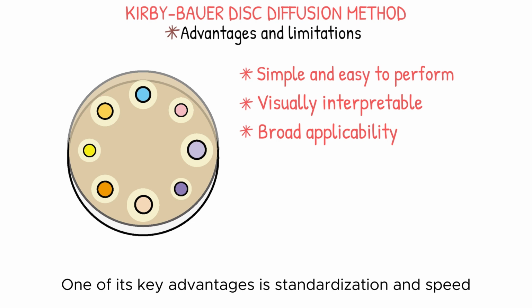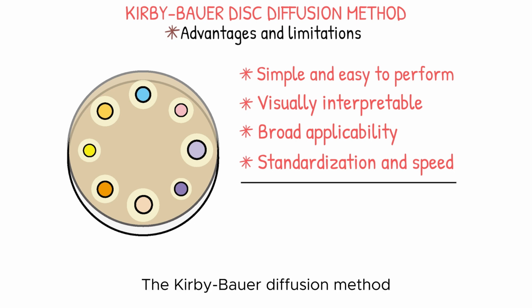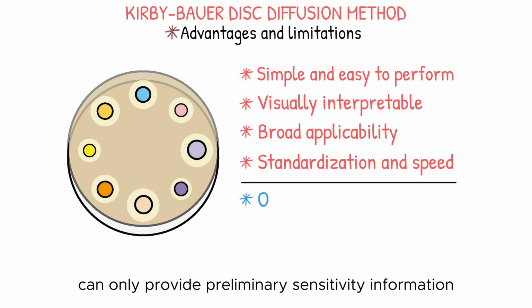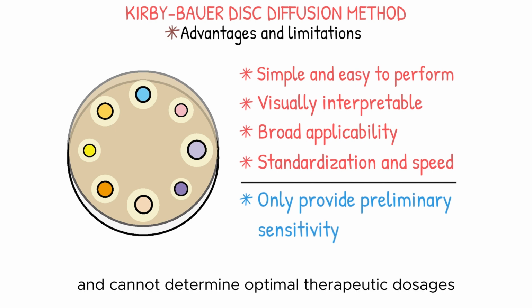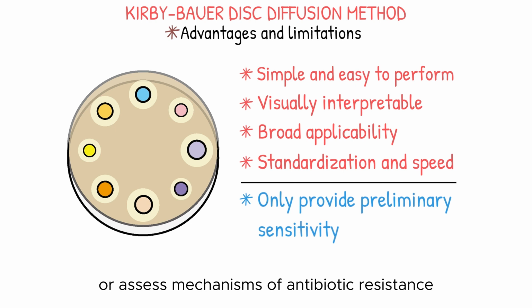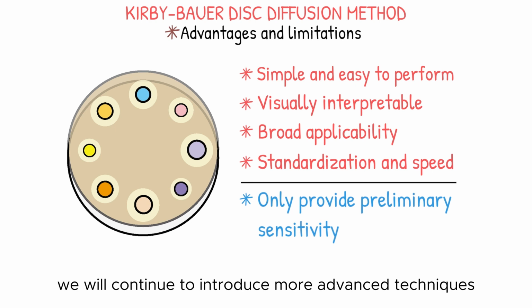One of its key advantages is standardization and speed, as the method follows strict operational and interpretive standards, ensuring comparability of results and providing results within 24 hours. However, it does have limitations. The Kirby-Bauer diffusion method can only provide preliminary sensitivity information of bacteria and cannot determine optimal therapeutic dosages or assess mechanisms of antibiotic resistance. Nevertheless, we will continue to introduce more advanced techniques.